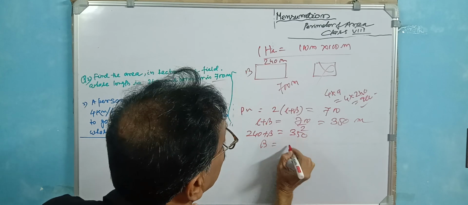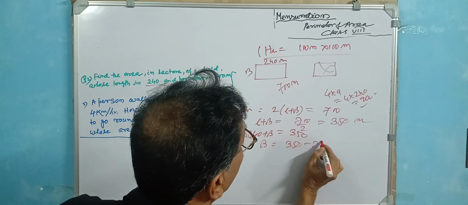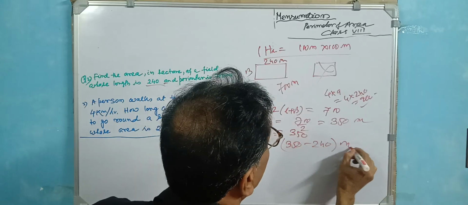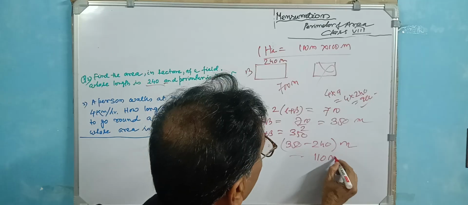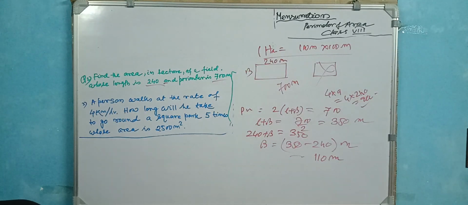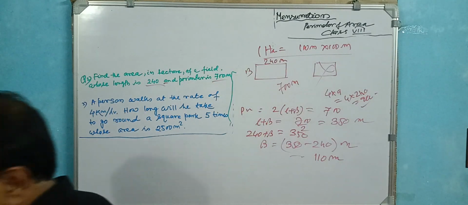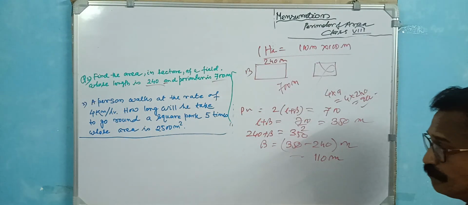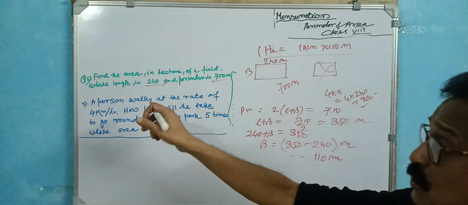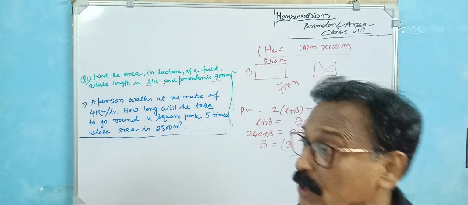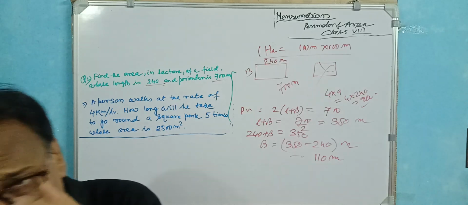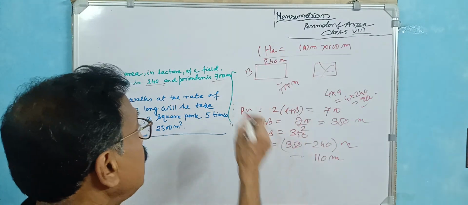So B is 350 minus 240, that is 110 meter. Clear? 110 meter is the breadth. First you select which formula you apply, the rectangle formula or the square formula. In case of perimeter, you just check.